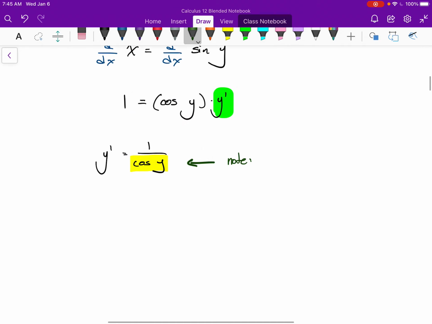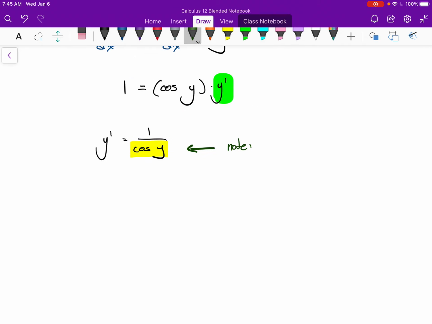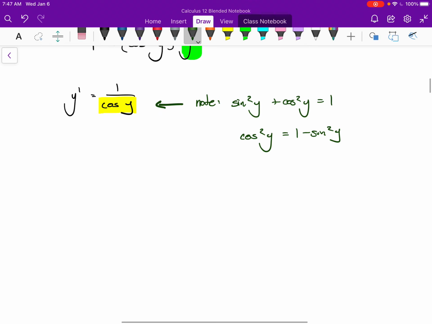So note, the Pythagorean identity is that sine squared plus cos squared equals 1 for any input. So in this case, I can say sine squared y plus cos squared y must equal 1. Which means if I solve for cos squared y, I know that must equal 1 minus sine squared y. And if I solve for cos y, not cos squared, I square root both sides. So this must be plus or minus the square root of 1 minus sine squared y.